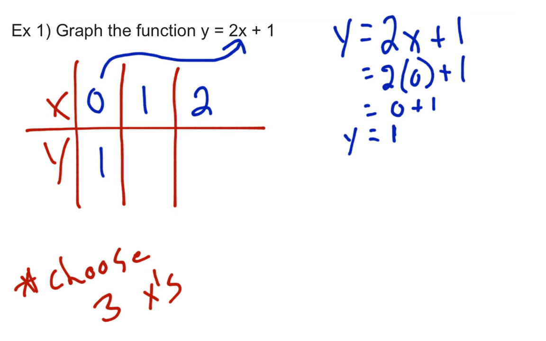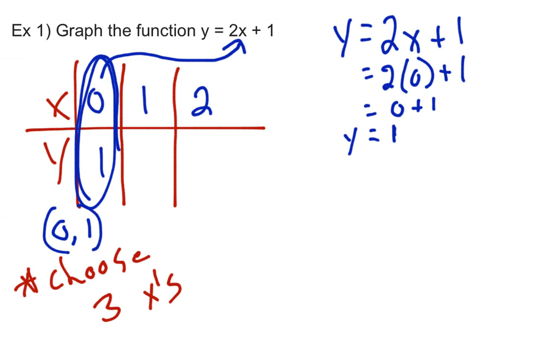Now, the step today is I have to realize that this x and this y go together. So I'm simply going to write that as x, y together as an ordered pair where the x coordinate is 0, the y coordinate is 1.